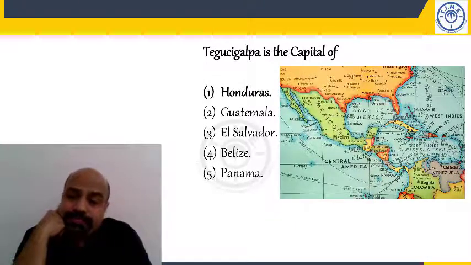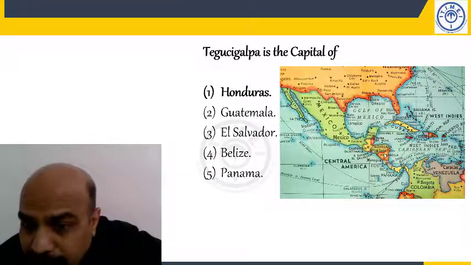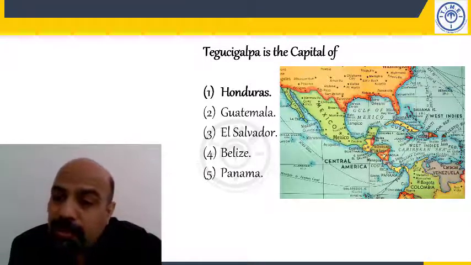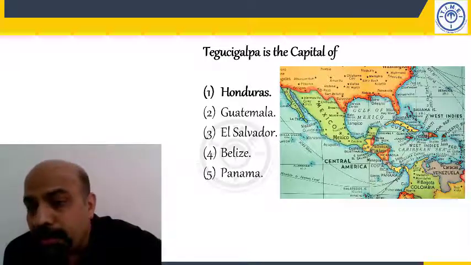Tegucigalpa is the capital of? Where is Tegucigalpa? This is Tegucigalpa. Yeah, Tegucigalpa is in Honduras. This is Honduras, I'm showing you this. This is South America, guys. Okay.